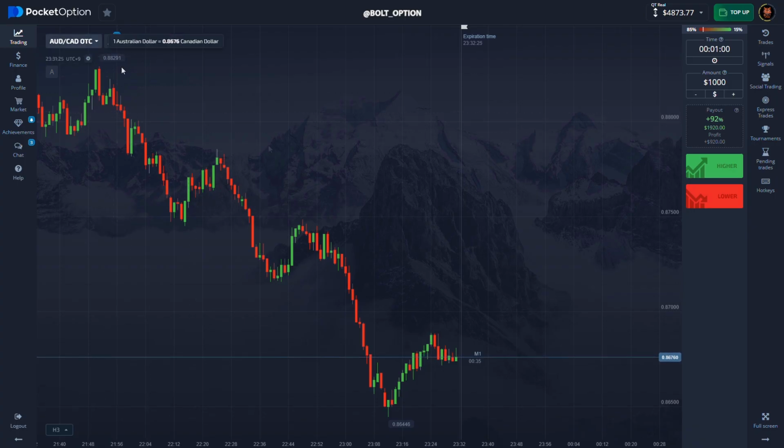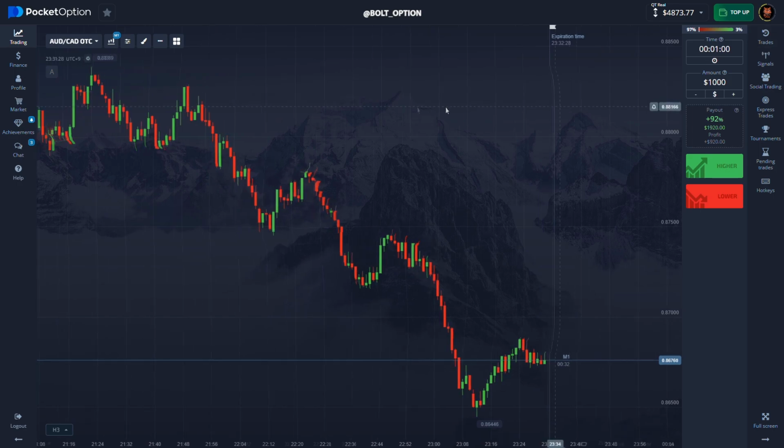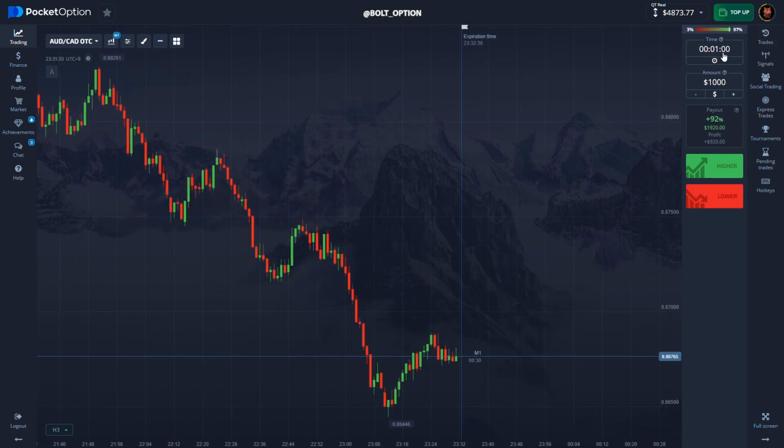Hello! Today I will show you how to use the rectangle tool to gain significant profits in trading. To begin with, choose 1-minute candle time frames and 1 minute for trading entry.